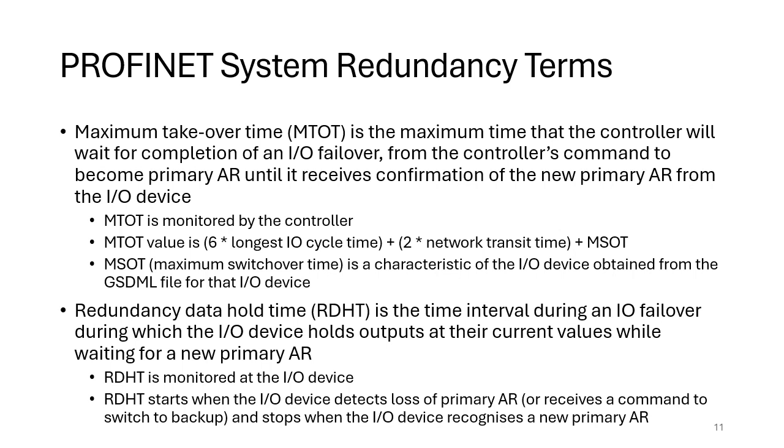So the first aspect is called maximum takeover time. This is the maximum time that the controller will wait for completion of an I/O failure from the primary AR until it receives confirmation of the new primary AR from the I/O device. MTOT, as it's called, maximum takeover time, is monitored by the controller, and typically it's 6 times the longest I/O cycle time, plus 2 times the network transit time, which is often very short, plus whatever the MSOT is.